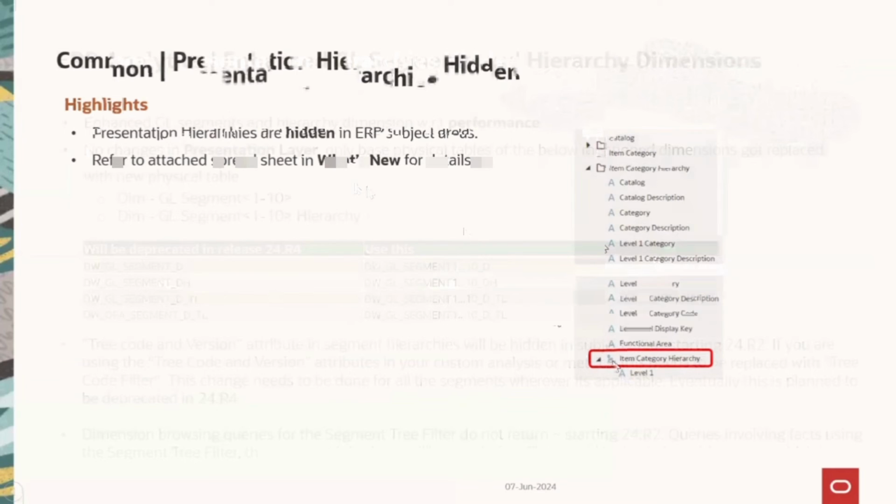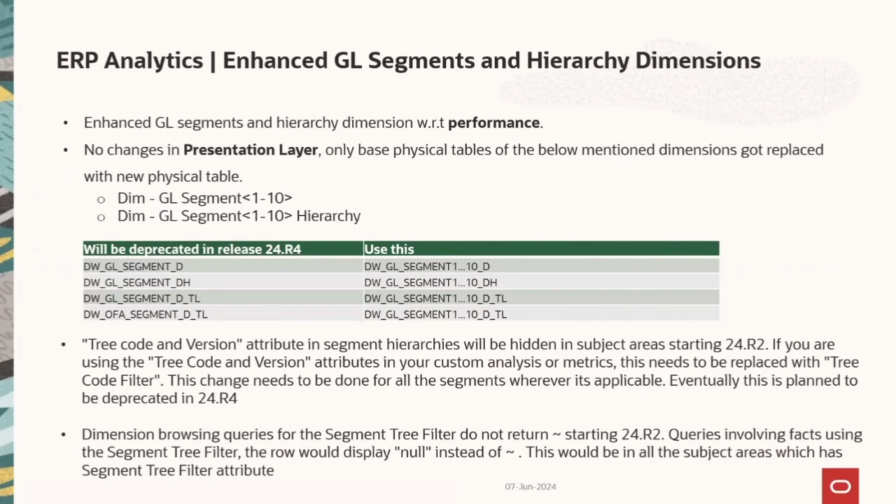So moving on to the next one. Here we have GL segments and hierarchies, which we have enhanced. As part of this enhancement, we saw that for the GL segments, there were some performance issues reported internally by our performance team. Considering that, initially there was one big jumbo table, so we split that by segment.